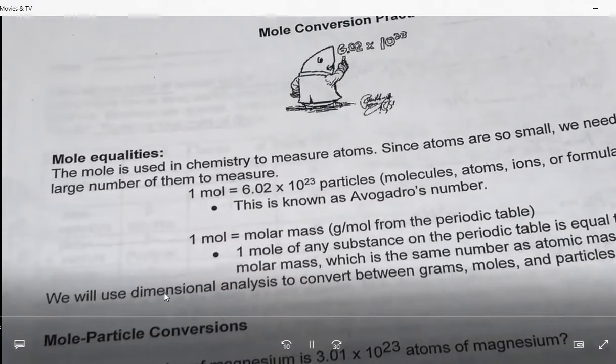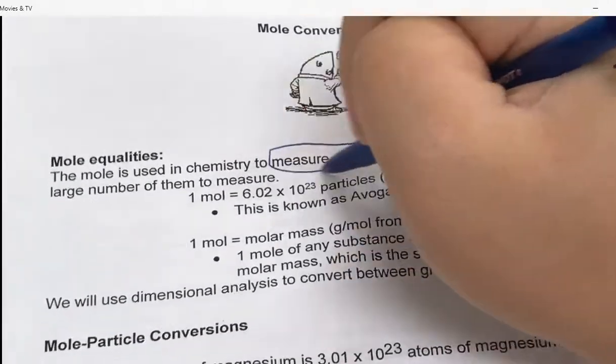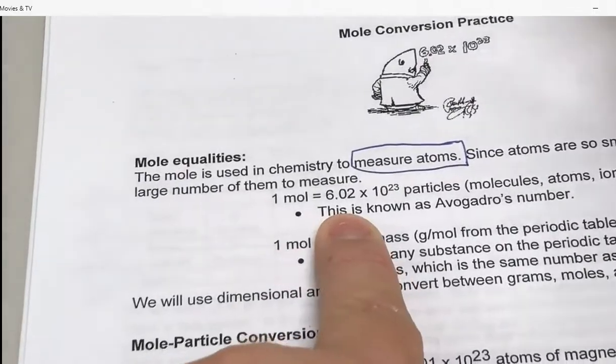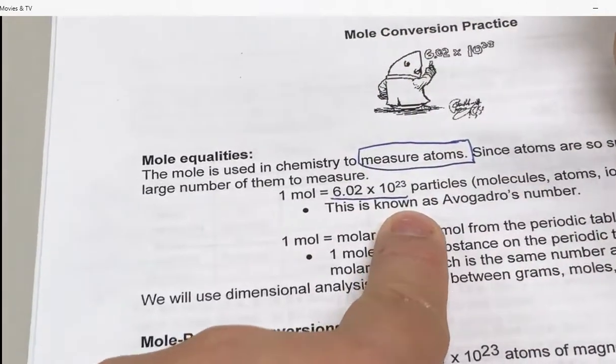Now the mole is a quantity we're going to use in chemistry to measure atoms. That's what you need to know. If I say mole, it means this number. 1 mole is equal to 6.02 times 10 to the 23rd.